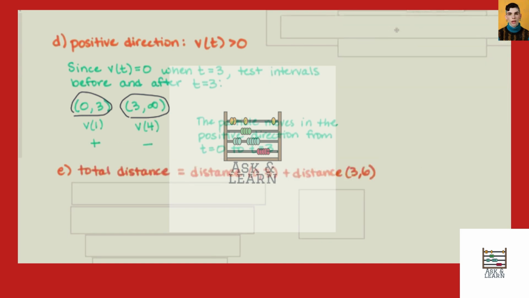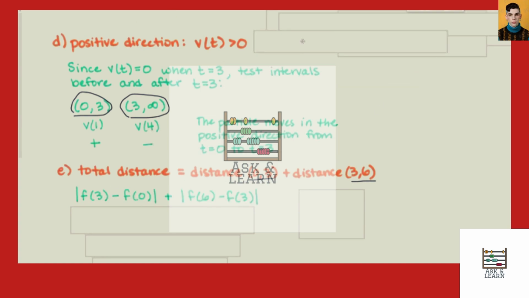For part E, we want to find the total distance traveled by the particle from time 0 to time 6. So here's what we just learned. We learned that it's traveling in the positive direction from time 0 to time 3, and then it's traveling in the negative direction from time 3 to time 6. So what we don't want to have happen is we don't want a negative to cancel out the positive distance. And so we're going to take the absolute value of each distance. We're going to break it down into the distance from time 0 to time 3 and the distance from time 3 to time 6 and take the absolute value each time.